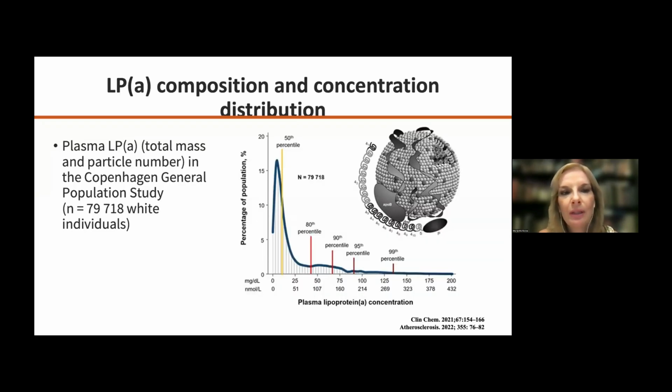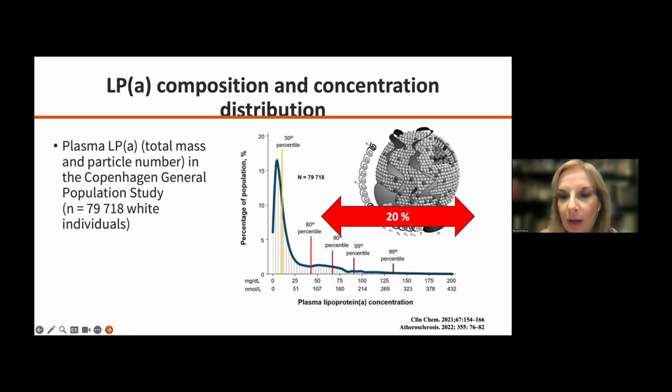This is a very important study from Denmark, a general population study which included approximately 80,000 white individuals. This study nicely characterized the amount and the importance of LPA in this population. You can tell that approximately 20% of the general population carries increased levels of LPA.